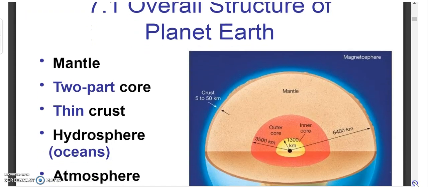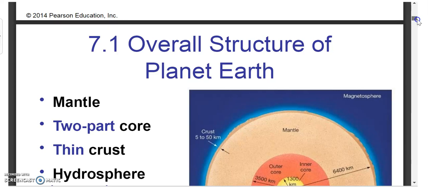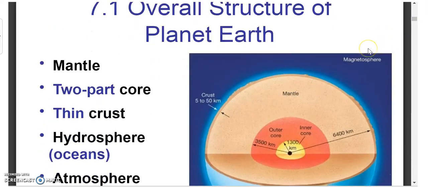All right, so let's just jump into this. The overall structure of the Earth. Of course, we have the crust, and it's showing that it does vary in thickness, anywhere from as thin as 5 kilometers thick to 50 kilometers. And then below that we have the mantle. The mantle is like where the lava comes from when there's volcanic activity.